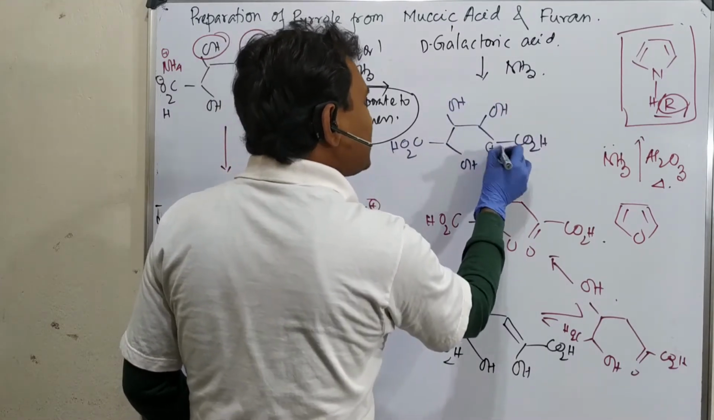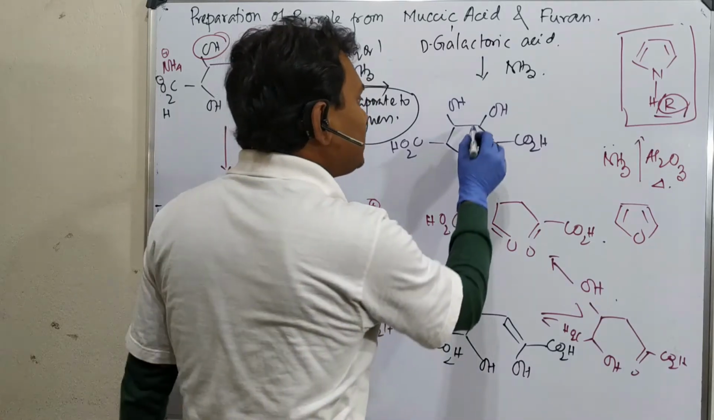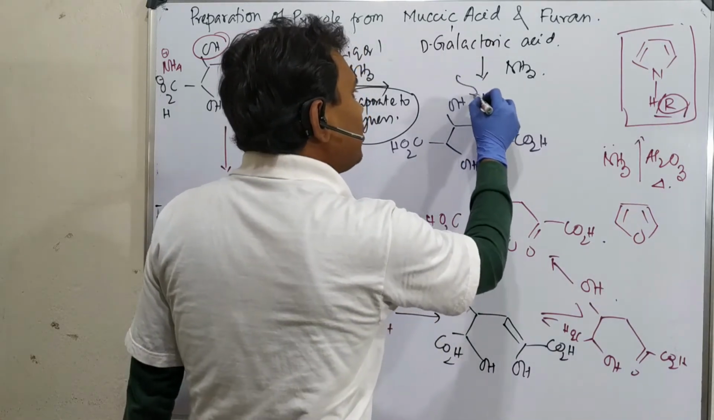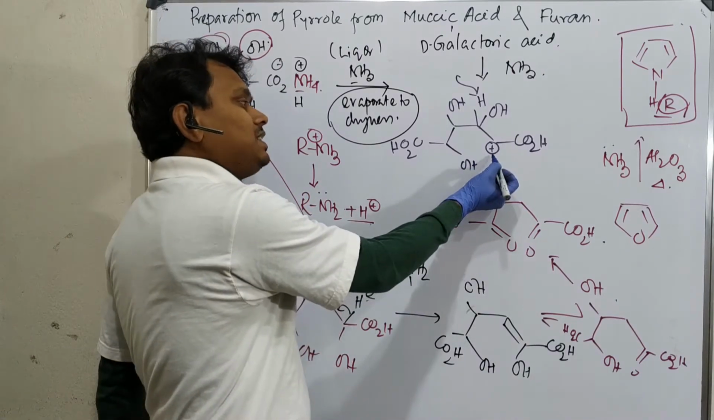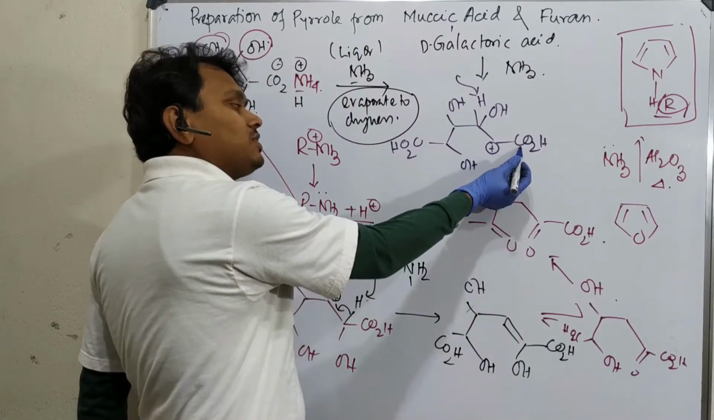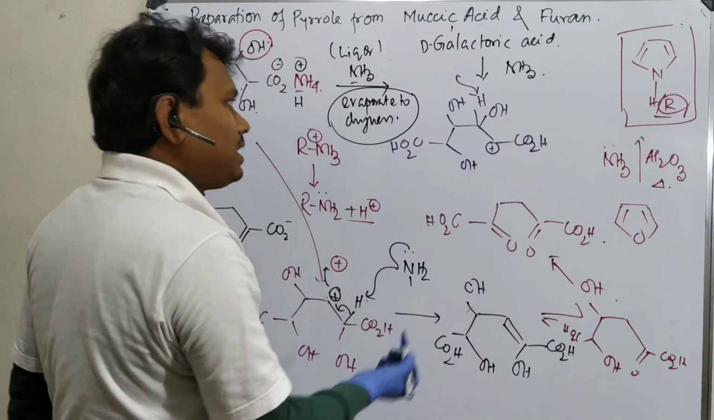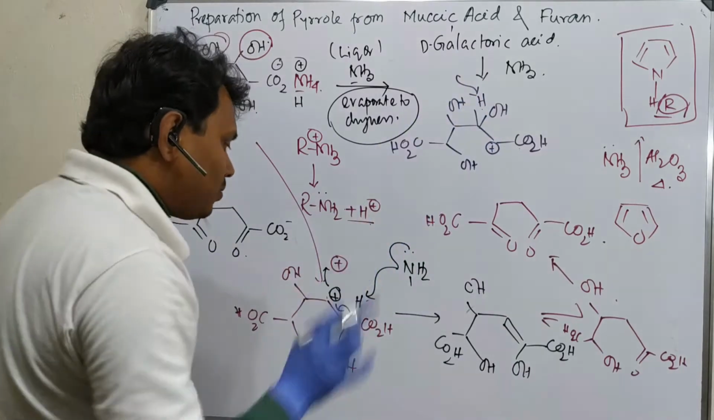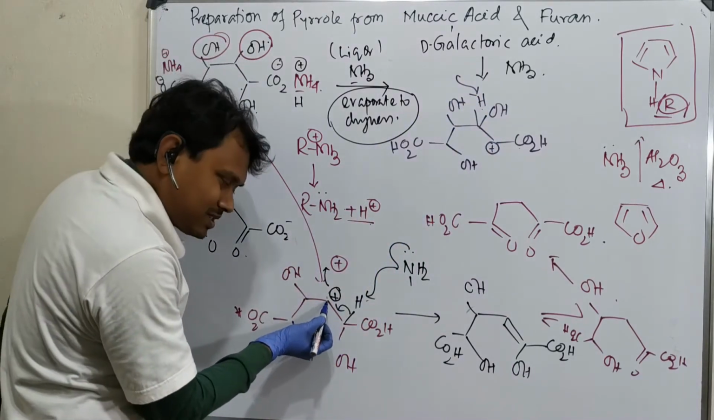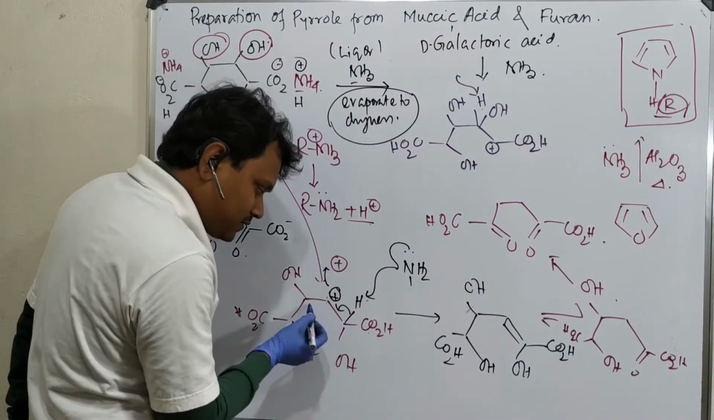This plus charge is expected to be generated, then the proton will be abstracted. First of all, the positive charge here is relatively less stable because the adjacent group is carboxyl. Second, its acidity is relatively less. How? Here the positive charge is relatively more stable because the carboxyl is at the far end.